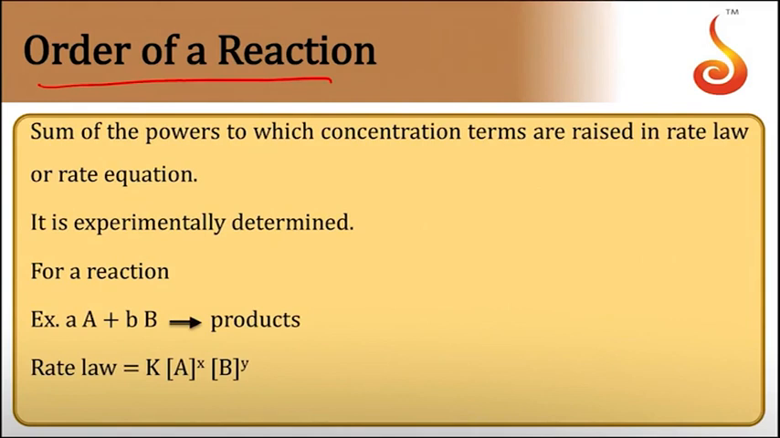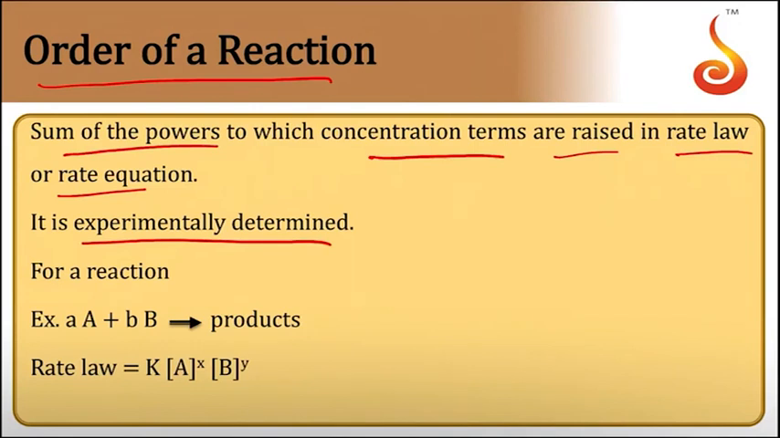Then comes the order of a reaction. The sum of the powers to which the concentration terms are raised in the rate law itself is called the order of a reaction. It is always an experimentally determined quantity. It doesn't come from a theoretical concept. It's only an experimentally determined quantity.